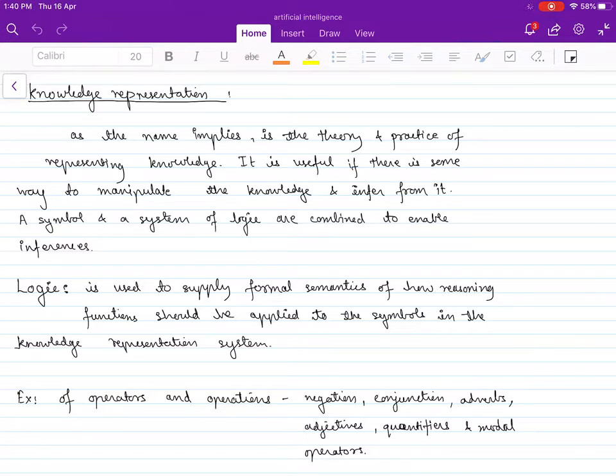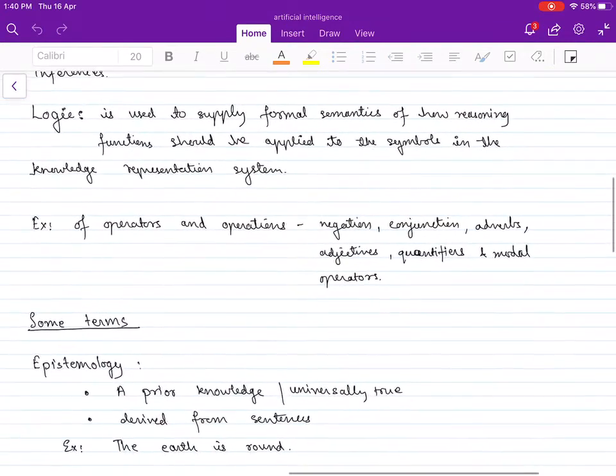Next, what is a logic? Logic is used to supply formal semantics of how reasoning functions should be applied to the symbols in the knowledge representation system. For example, there are many operators and operations we do in logic, and examples of operators and operations are negation, conjunction, adverbs, adjectives, quantifiers, and modal operators.